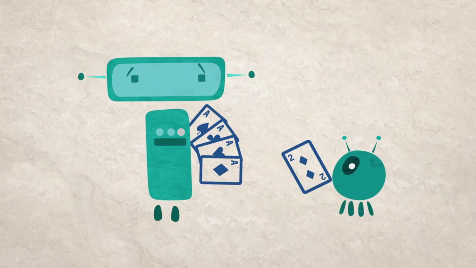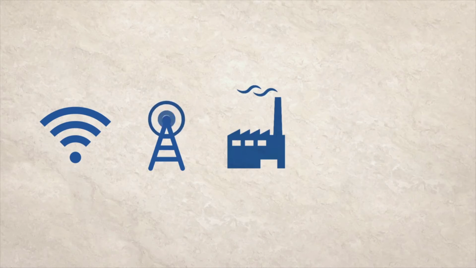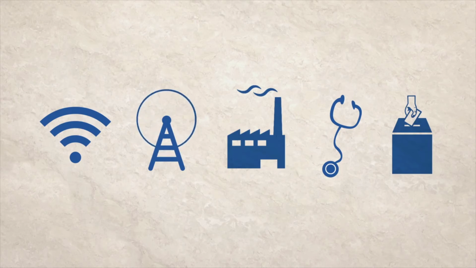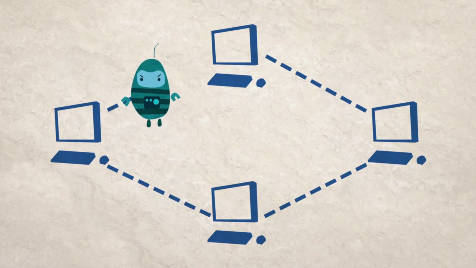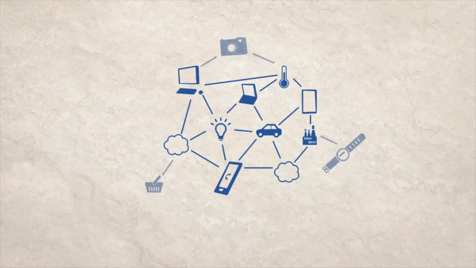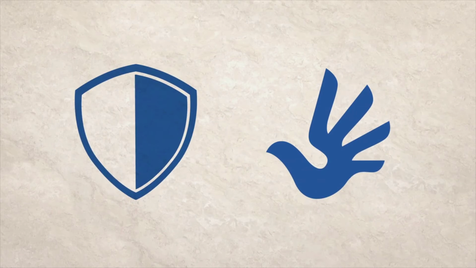The stakes couldn't be higher. Today, the Internet isn't just a communications network. It's a network for industrial control systems, healthcare, and in some countries even voting. As our reliance on networked systems and technology increases, the risks associated with insecure networks also increase. The Internet of Things is about to usher in a whole new universe of connected objects. This will pose huge challenges for both security and human rights.